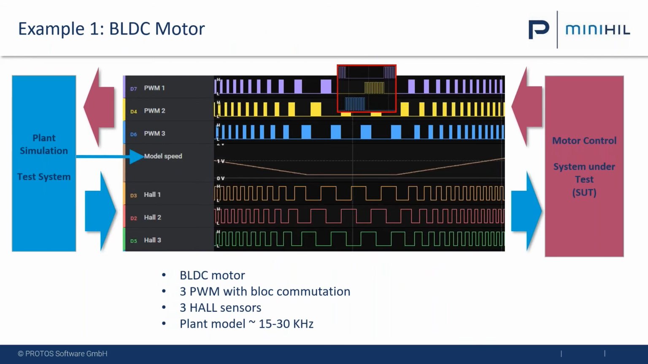Here the plant model usually has to be executed with between 15 and 30 kilohertz. You have 3 PWMs in this example, 3 Hall sensors, and so on. And the model speed here is an analog value just for visualization purposes, to understand the model better.